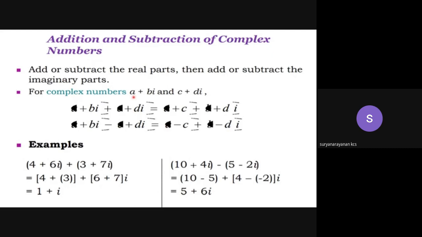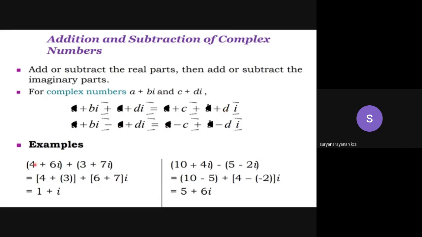Suppose, for example, a plus ib and c plus di are two complex numbers. Then a plus bi plus or minus c plus di is equal to a plus or minus c, we have to add the real parts, plus or minus b plus d i. Understood this point, my children? Similarly, in subtraction also.